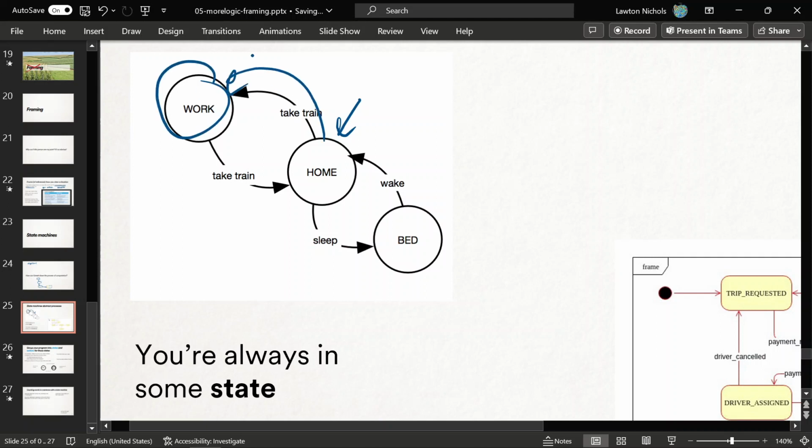See, that's the only way you can get there. That's how you follow that. And so now you're sitting in the work state. You can do your work, whatever that state involves. And then the only place that you can go is back home. You have to take the train again to get back to the home state.